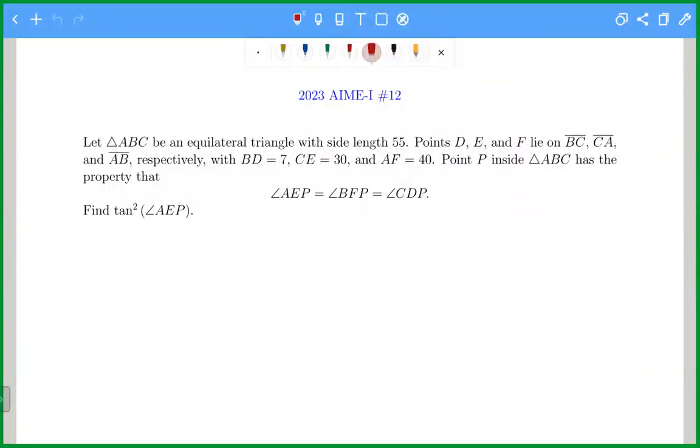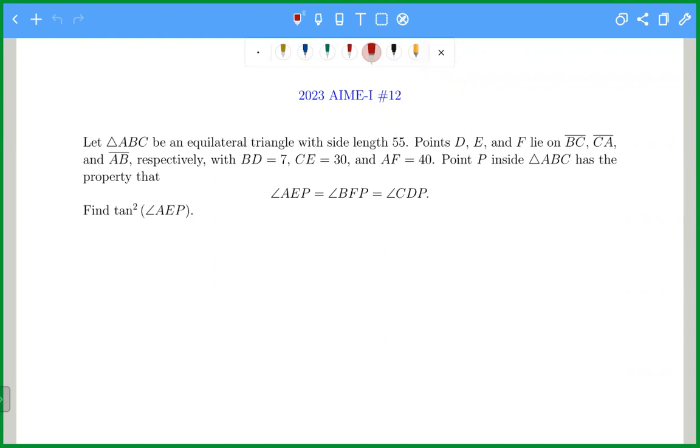Let triangle ABC be an equilateral triangle with side length 55. Points D, E, and F lie on BC, CA, and AB respectively with BD equals 7, CE equals 30, and AF equals 40. Point P inside ABC has the property that angle APE equals angle BFP equals angle CDP. Find tangent squared of angle AEP.